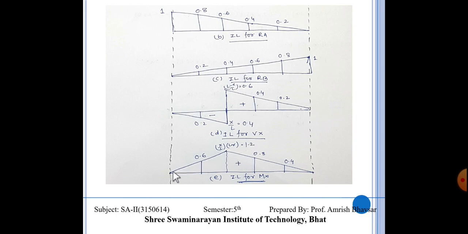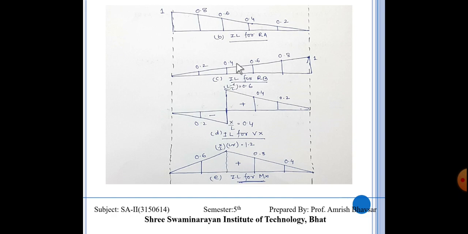Now for Mx, we know it is a point load at x, so at that point it is maximum: x by L into L minus x, that is 1.2. So at 2 meter it is 1.2, then at 1 meter it is 0.6. Here at 3 meter it is 1.2, then at 2 meter it is 0.8, and at 1 meter it is 0.4.